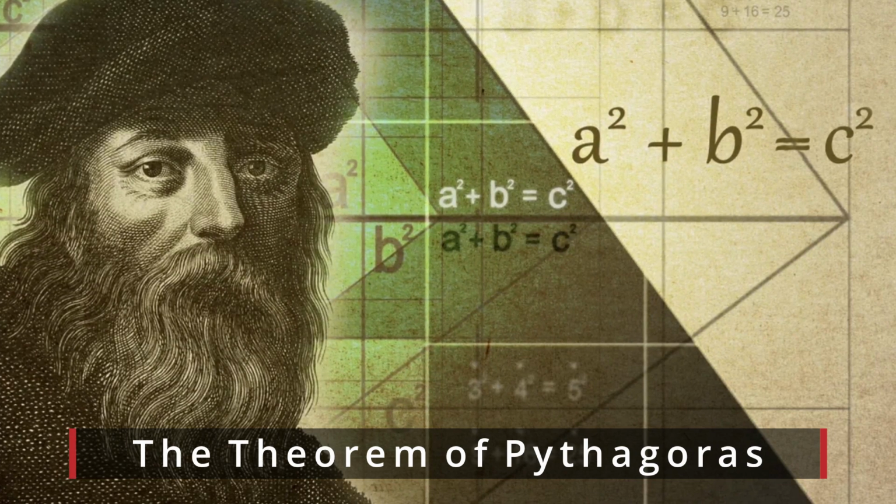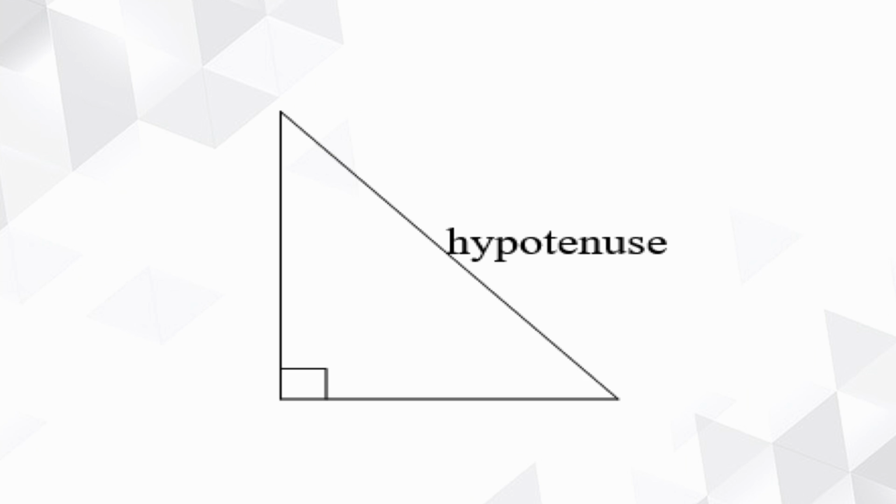But before we start with that, let's look at the right-angled triangle. The side opposite the 90-degree angle has a special name. It is called the hypotenuse. The hypotenuse is also the longest side in a right-angled triangle.